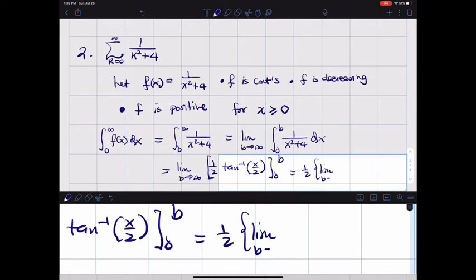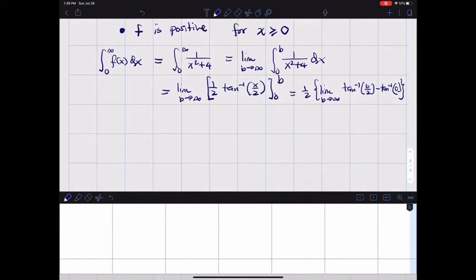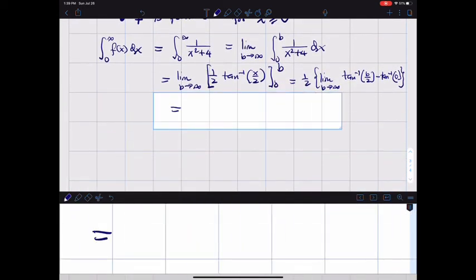Limit as b goes to infinity of the inverse tangent of b over 2 minus the inverse tangent of 0. All right? The inverse tangent of 0 is definitely 0. The inverse tangent of b over 2 as b goes to infinity is pi over 2. So this is just going to be 1/2 times pi over 2, which is pi over 4.